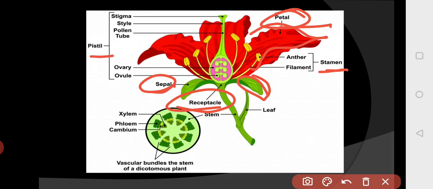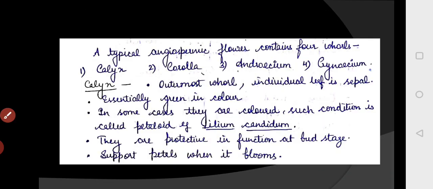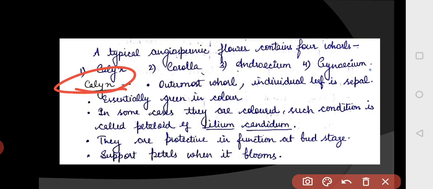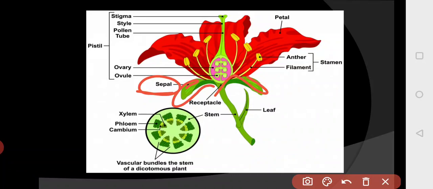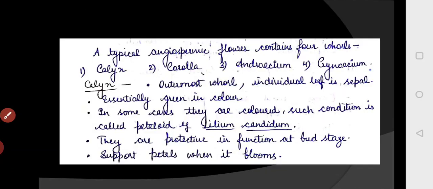Now let's see in detail. First is calyx. Calyx is the outermost whorl of the flower. Its individual leaf is called sepal. Generally, the calyx is green in color. Here also you can see in this picture that sepals are green in color. All of you have seen flowers. Sepals are generally green in color. Sometimes they are colorful in some cases. For example, in Lilium candidum, in this flower you will see colorful sepals.